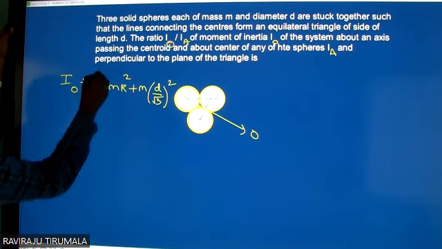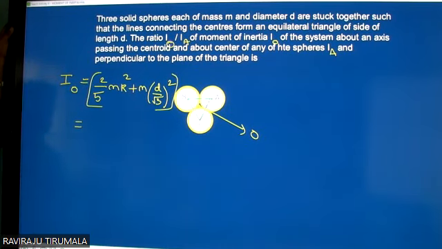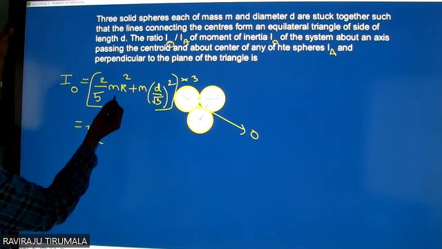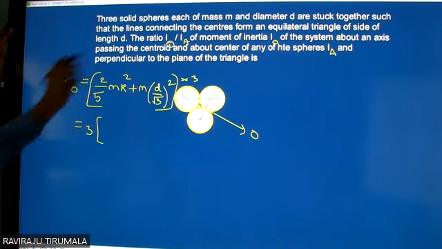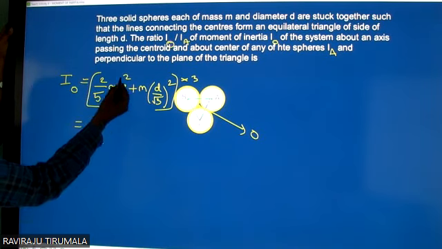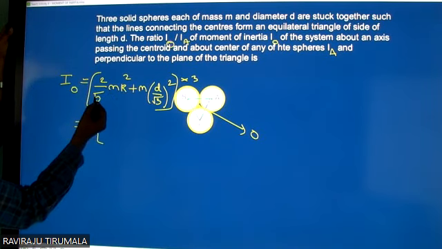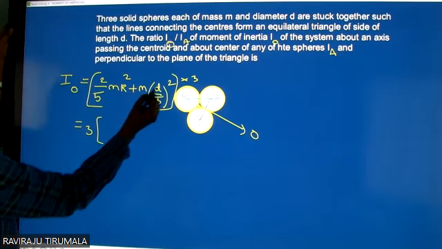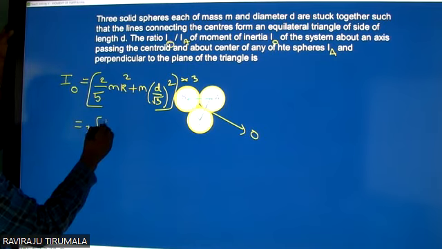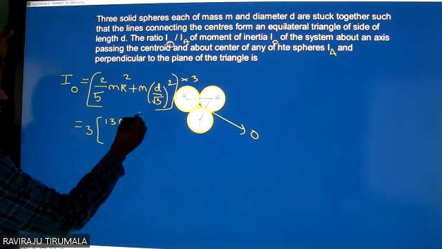Then what is the answer? And this is for one sphere only. But for the three spheres you have to calculate, no? Then this is the answer. So 3 into 2 by 5 mr square plus, you better convert the radius into diameter. In place of radius you can write d by 2, no? So d by 2 whole square, that means 2md square by 4. That means md square by 10. Md square by 10. This is md square by 3. That will be 13md square by 30.